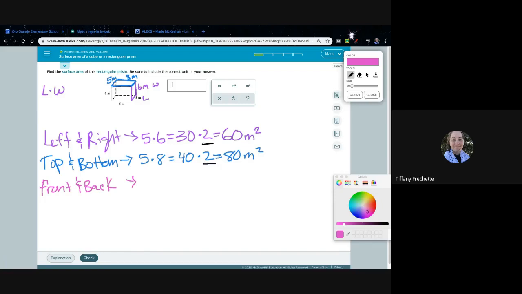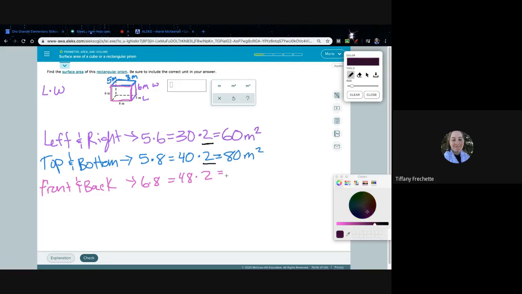Okay. So here's the front side. And this one I do have both of my measurements. I have a 6 and I have an 8. So I know it's going to be 6 times 8, which gets me 48. And remember, I have to multiply by 2.